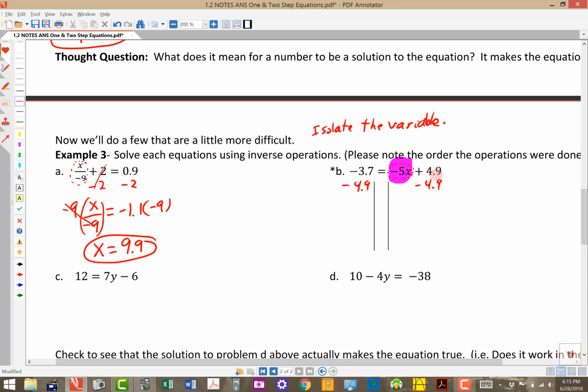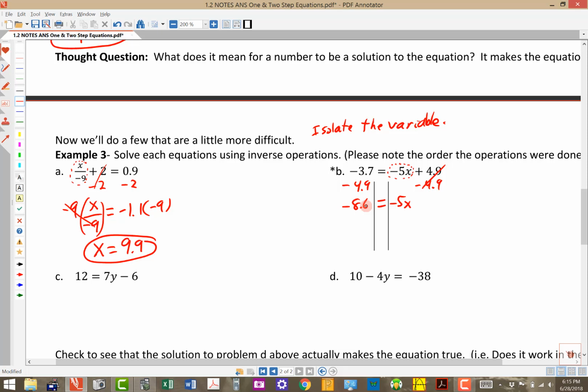Okay, 4.9 minus 4.9 is 0, so those undo each other. Now I'm going to put an equal sign right in here, and then we've got this -5x sitting right there. So we are getting closer. We do need to put those together. If we put -3.7 minus 4.9 together, we get -8.6.